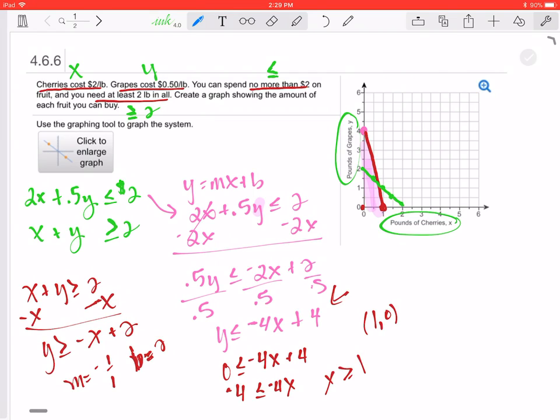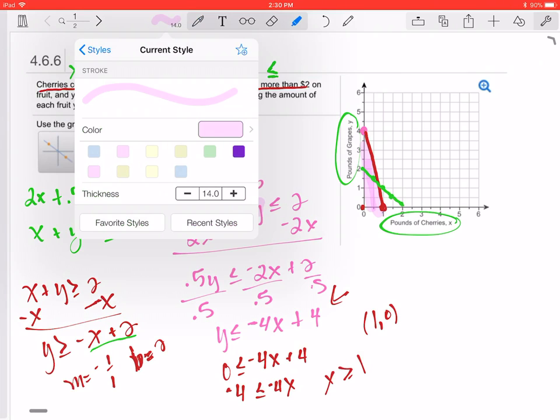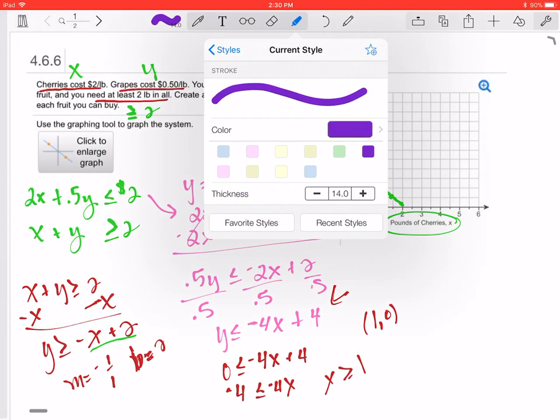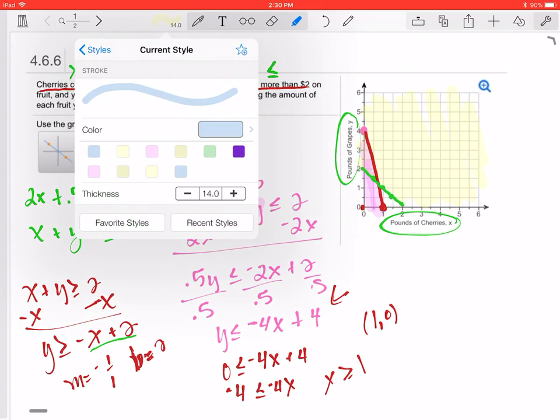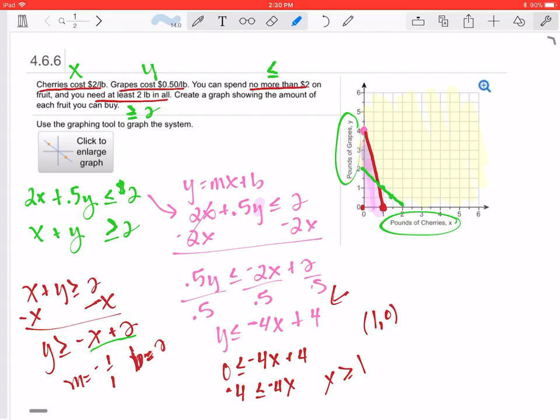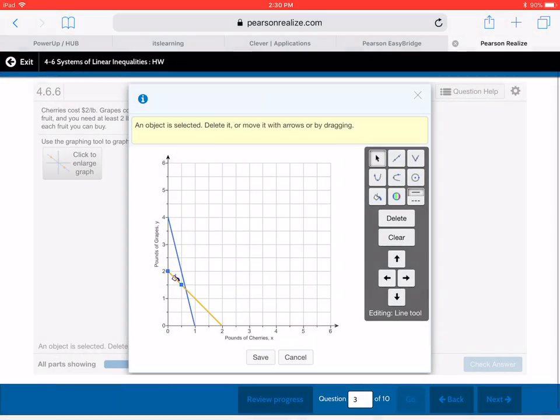Okay. Now, it says y has to be greater than or equal to negative x plus 2. So is 0 greater than or equal to 2? No. So that means I need to shade above on my graph. I'll do a different color. We'll do yellow. So that's going to be this whole entire shaded region. But look where they doubled up. Where they doubled up is in this region right here. Okay? So that means that's the only region on my graph that should be shaded.